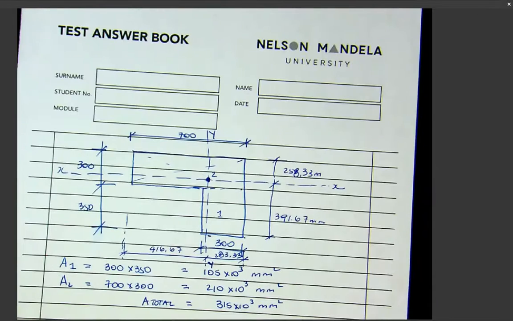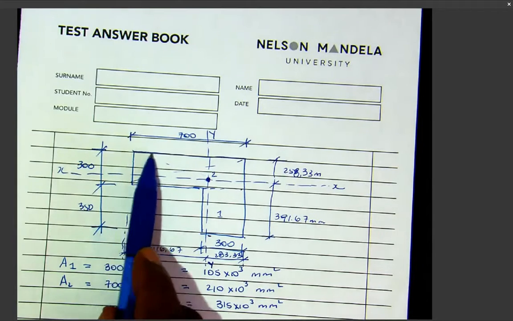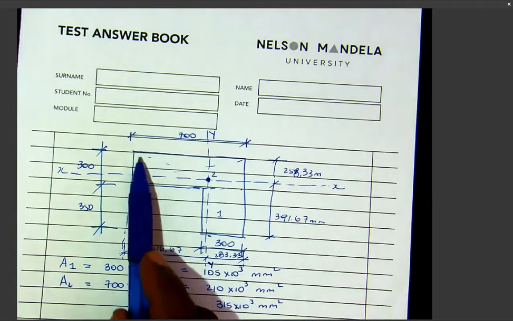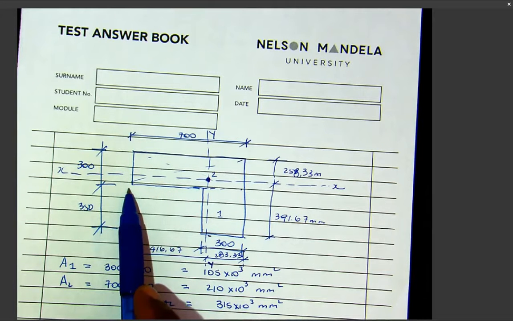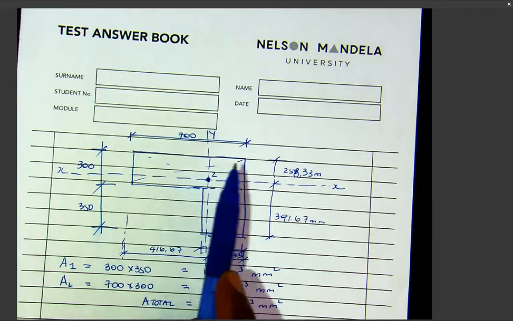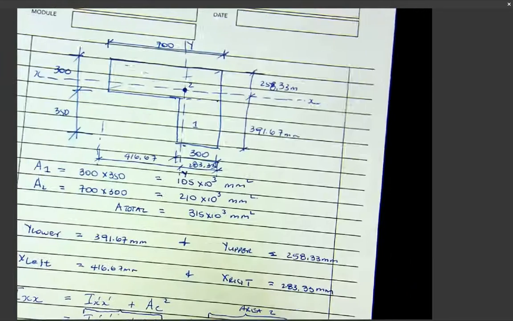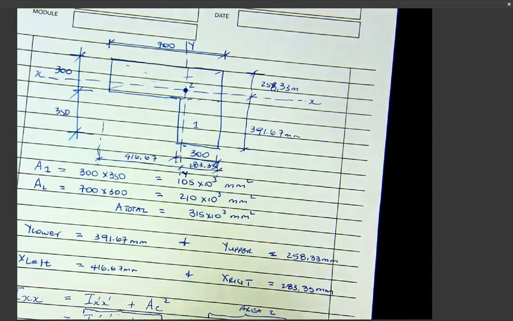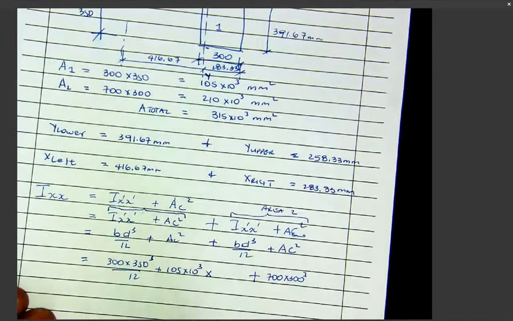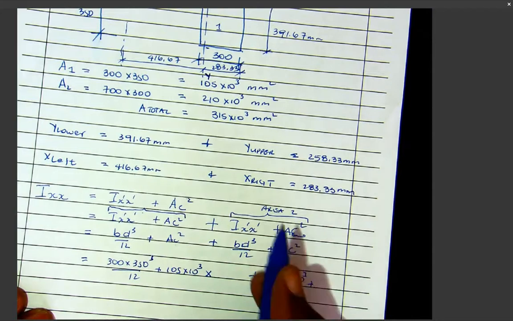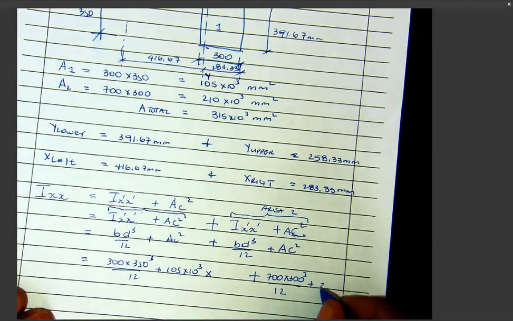Then I'm going to area 2, guys. Remember, B for area 2 is 700, D is 300. So B D cubed over 12, so it's 700 times 300 cubed over 12, plus the area is 210 times 10 to the power 3. Then I substitute C there.